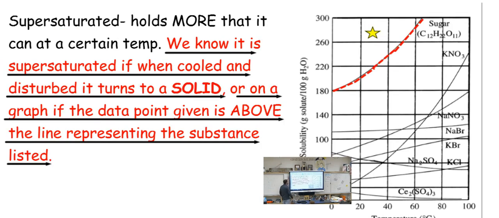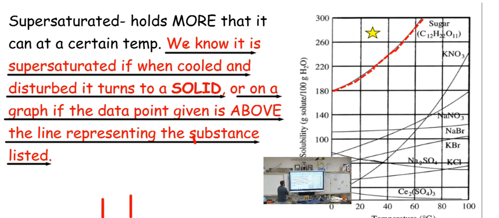Next, supersaturated holds more than it can, and we know it because of a few things. But what's the big fat bold word up there? Solid. That's your red flag in this one to look for. If you see that in the problem, it's going to be supersaturated. We know it's supersaturated if, when cooled and disturbed, it turns to a solid, or on a graph, if the data point given is above the line representing the substance listed.